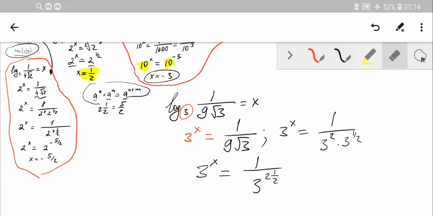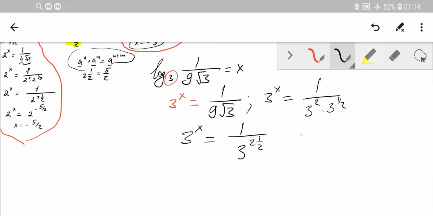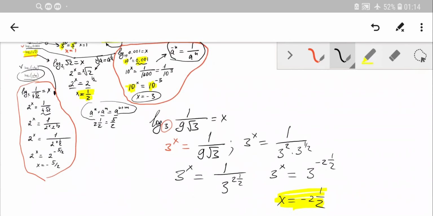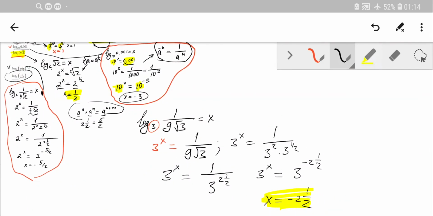So don't write it like this. It's better to write every time as an equation. So 3 to the power of x is simply 3 to the negative 2 and 1 over 2. So that's why your x is negative 2 and 1 over 2. Okay, so that was the basics. That was the solution for that one, okay, it's not clearly seen.